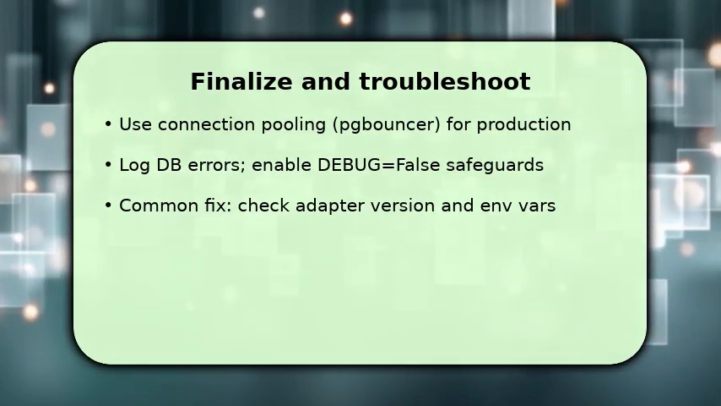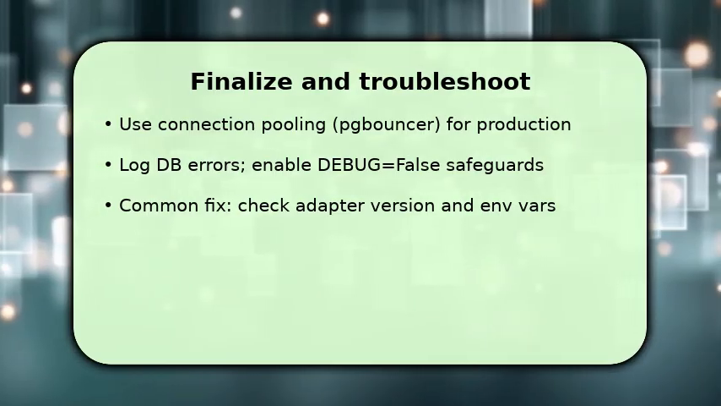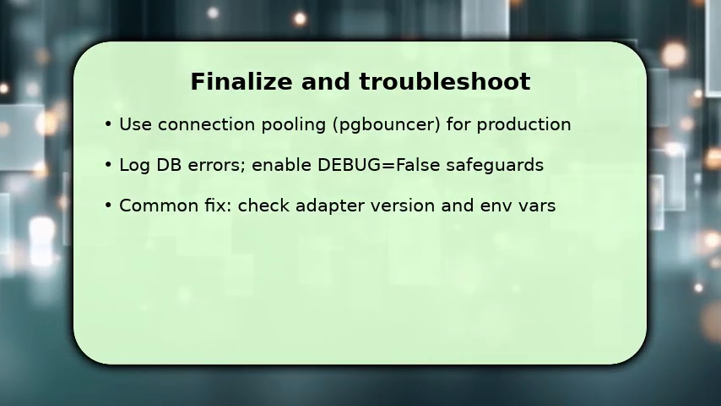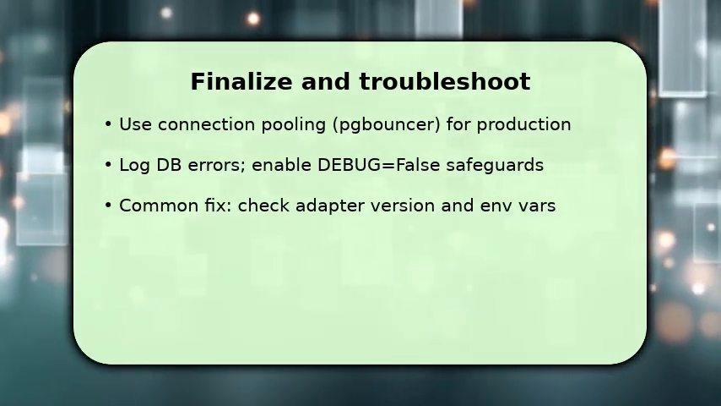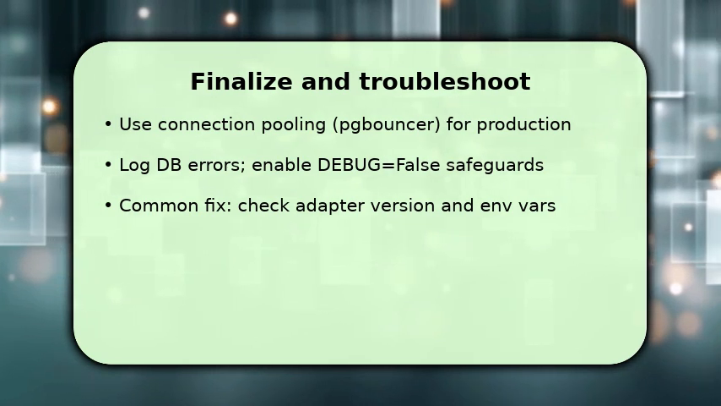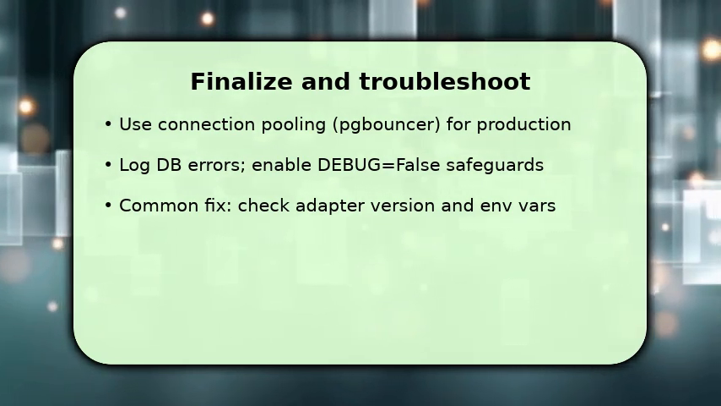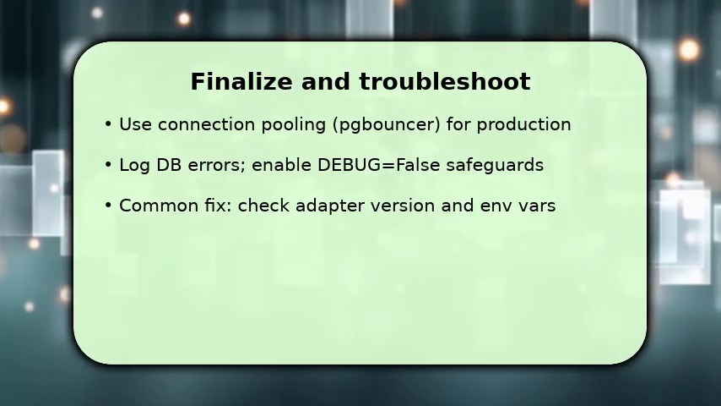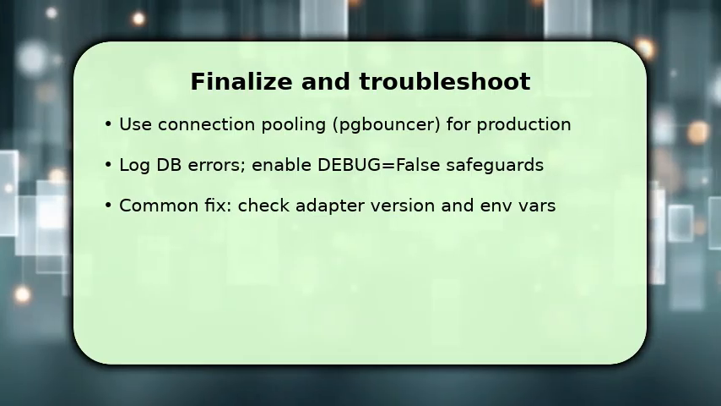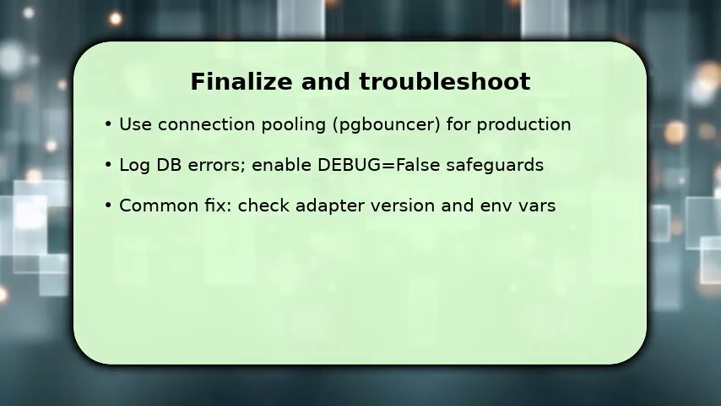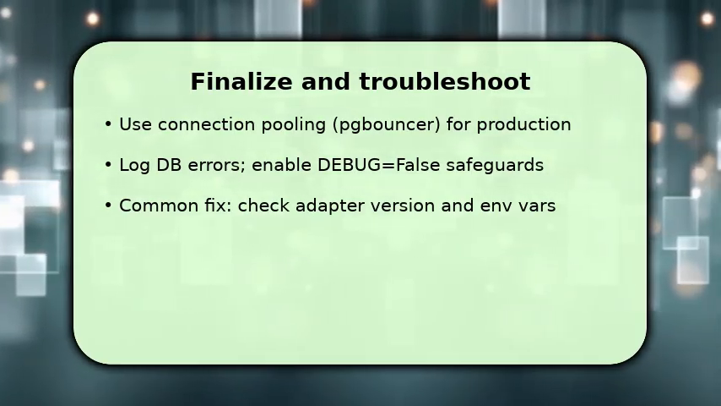Once deployed, monitor logs for OperationalError or timeout messages. These indicate network, auth, or adapter mismatches. If something goes wrong, first confirm adapter installation and that env vars are loaded. Then test direct DB connectivity from the host. If errors persist, roll back changes, reproduce locally, and iterate until stable. Your app should then connect reliably.